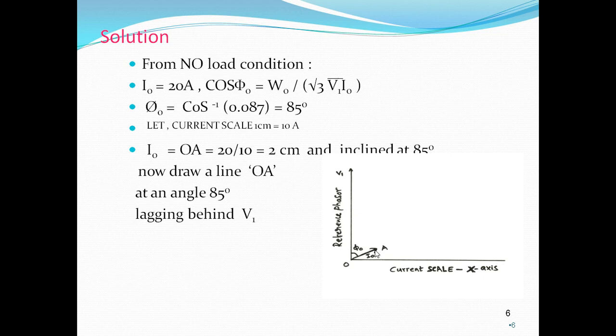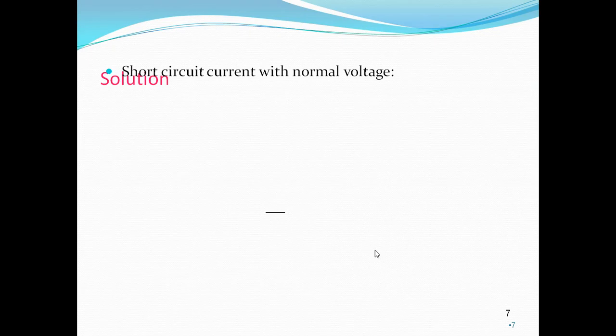Next, you take the blocked rotor test. For the blocked rotor test, first we have to calculate the short circuit current at normal voltage. That is ISN. ISN is equal to ISC into V1 by VSC. This is the short circuit current at rated voltage. So that is 45 into 400 by 100, that is 180 amps.